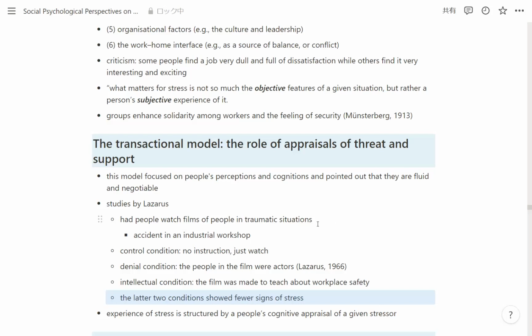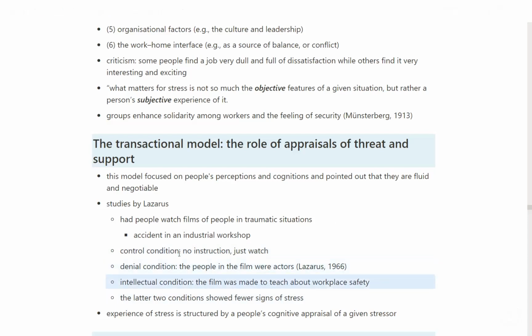So what these studies tell us is, basically, in the control condition, participants thought that this really happened. So they may empathize with the man in the film, and then they may experience the pain. But in the denial and the intellectual conditions, they know that the man in the film was an actor, so they know that the man did not actually get harmed and did not feel any pain. They just pretend that they are feeling, I mean, the man is feeling pain.